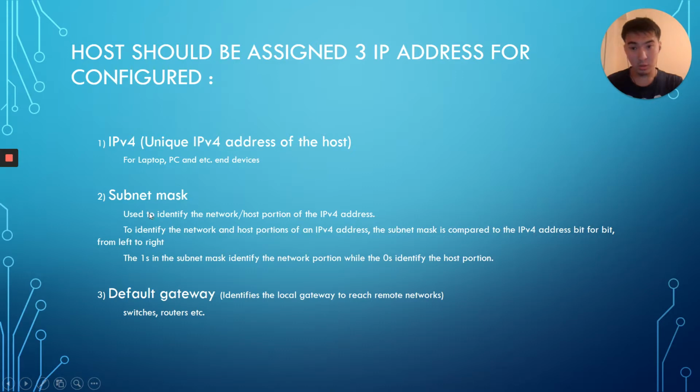This subnet mask is used to identify the network and host portions of the IPv4 address. To identify them, the subnet mask is compared to the IPv4 address bit for bit from left to right. The ones in the subnet mask identify the network portion, while the zeros identify the host portion. That's about the subnet mask. The third address to be configured is the default gateway. The default gateway identifies the local gateway to reach remote networks. It will be some switch or router and so forth.